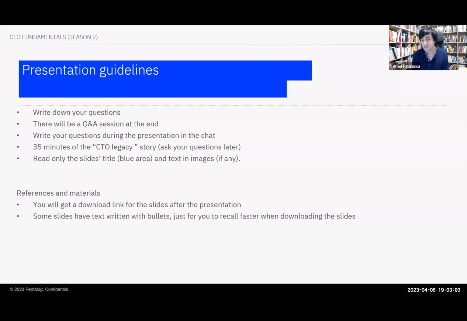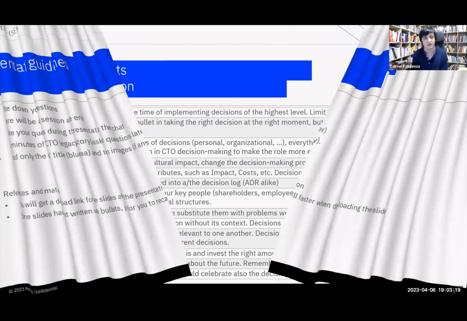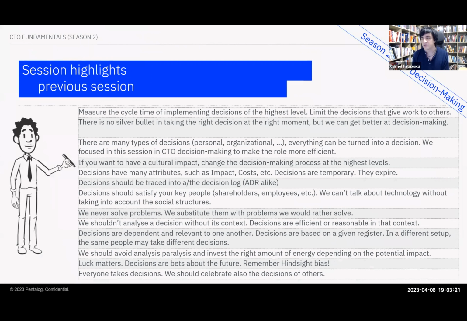I recall some of the aspects from the previous sessions. I will start with what happened in the last episode, the CTO decision making. So, focus on the characters and the story of the slides. We are starting, and this is where we left the last time. CTO decision making. That was the last slide that we had with the highlights of the session. And we had things like it was important to measure the cycle time of decision making. There's no silver bullet. Lots of interesting stuff.